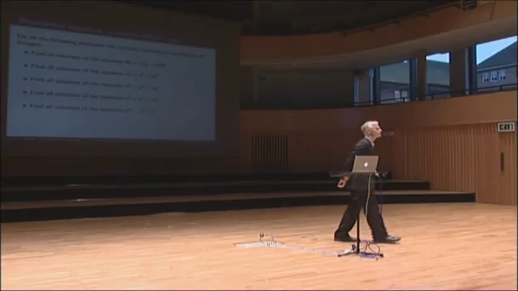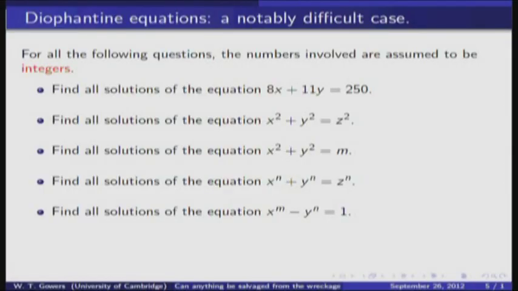And finally, the equation x to the m minus y to the n equals 1. This is the so-called Catalan conjecture. One solution is 3 squared minus 2 cubed. That's 9 minus 8, which gives you 1.